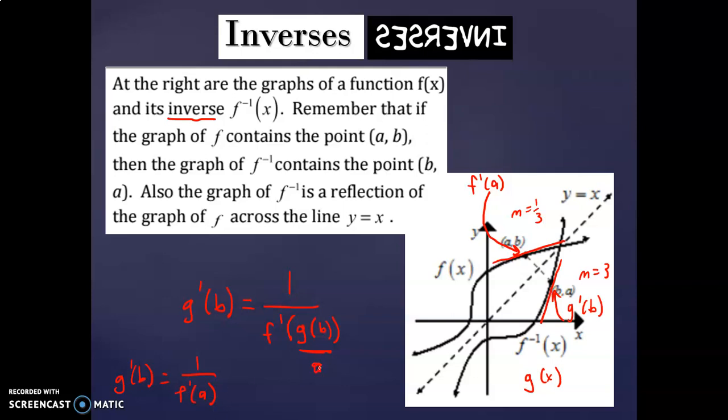Now the way to get a is it's what would come out of g if I put in b. Hopefully this will make more sense as we go through the video, but this is just a little bit of thinking about where the formula comes from. If this didn't make sense, don't worry too much. Just copy down the formula on the next page and then apply it as the examples will show.